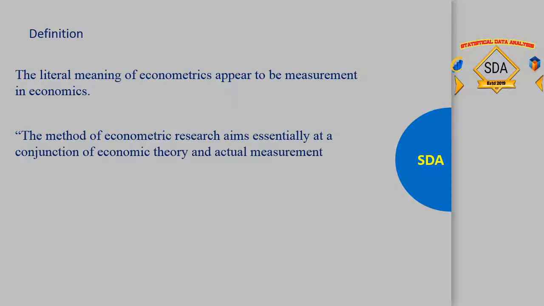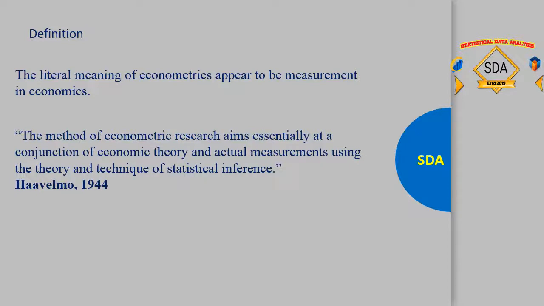There are definitions given by authors. The first one is: the method of econometric research aims essentially at a conjunction of economic theory and actual measurements, using the theory and techniques of statistical inference. This definition was given by Haavelmo in 1944.